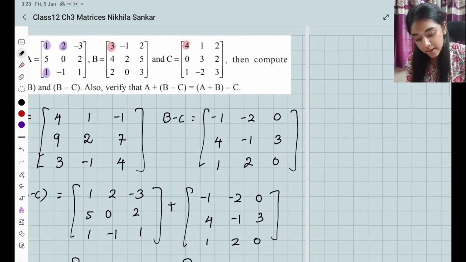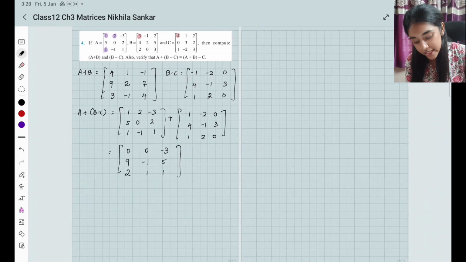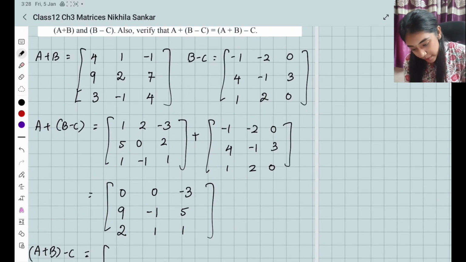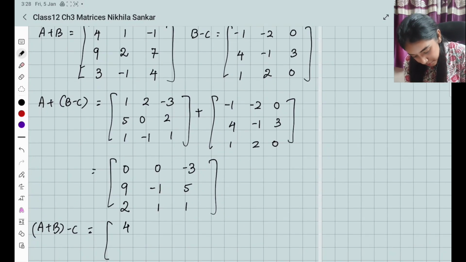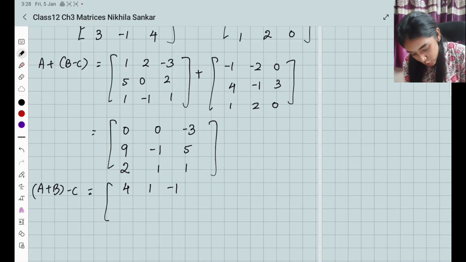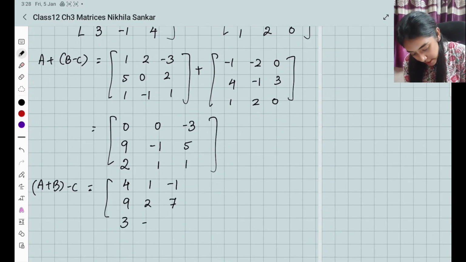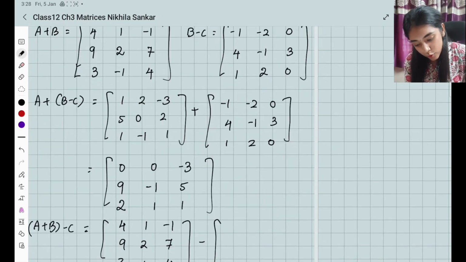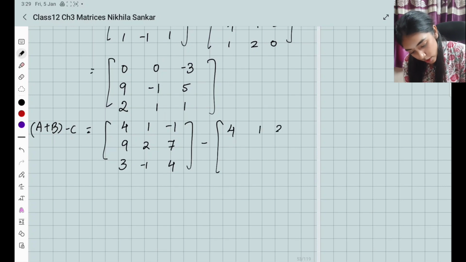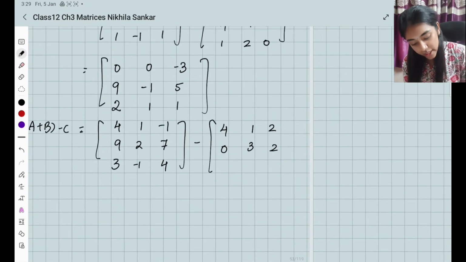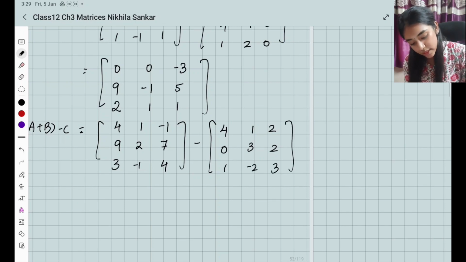Next, what are they asking us to find? I have to find out A plus B minus C. So, what is A plus B? What did I get for A plus B? 4, 1, minus 1. 9, 2, 7. And the last row is going to be 3, minus 1, 4. What is the value of minus C? 4, 1, 2, 0, 3, 2. Last row, 1, minus 2, 3. Okay?